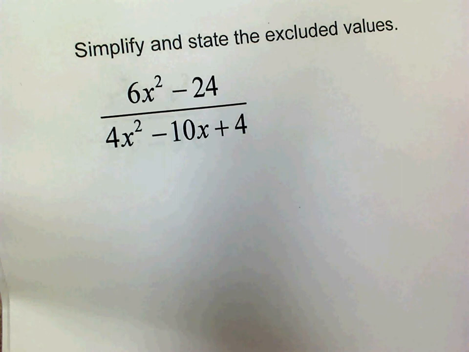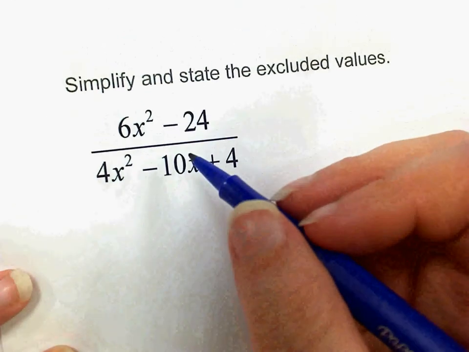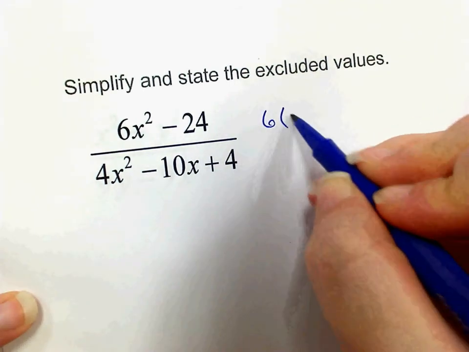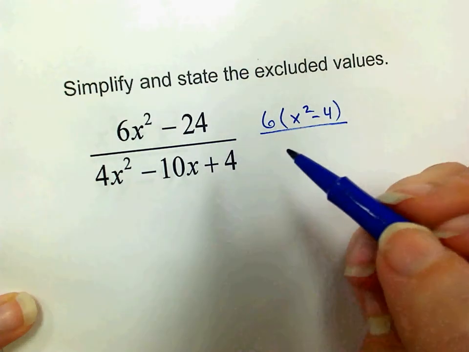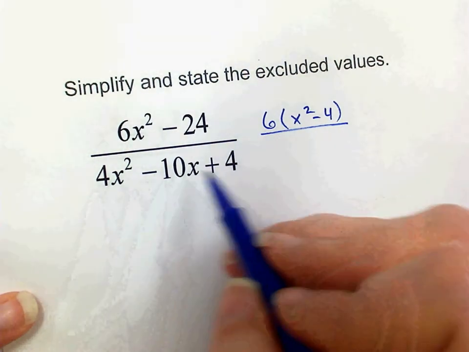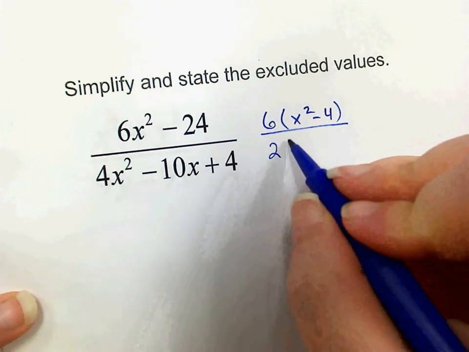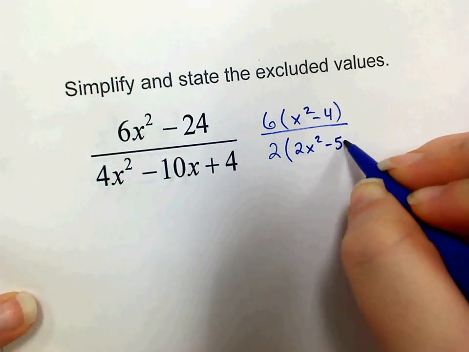Okay, factoring. The numerator only has 2 terms, but I noticed that 6 goes into 24, so I'm going to go ahead and factor out a 6. And I'm left with x squared minus 4. 24 divided by 6 is 4. Okay? 4, 10, and 4 are all even, so I'm going to factor out a 2, because 4 doesn't go into 10. And I'm left with 2x squared minus 5x plus 2, divide everything by 2.